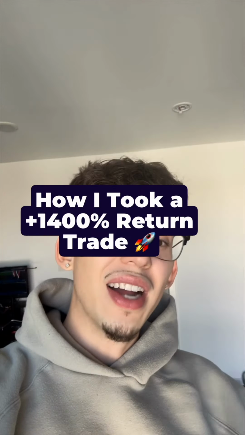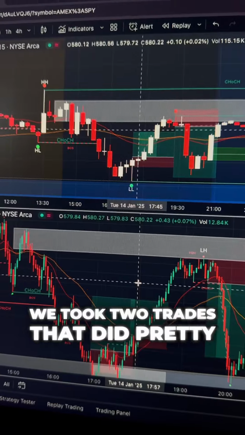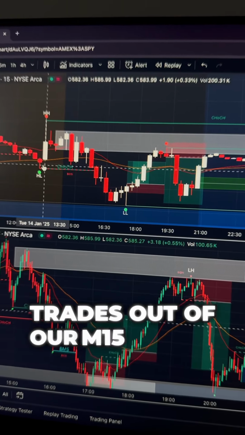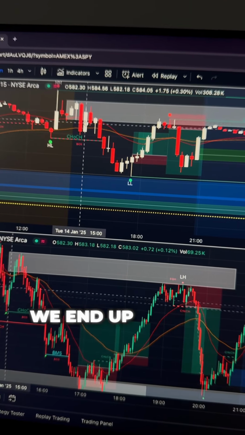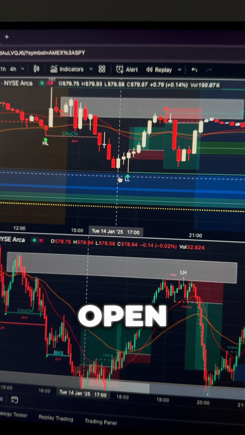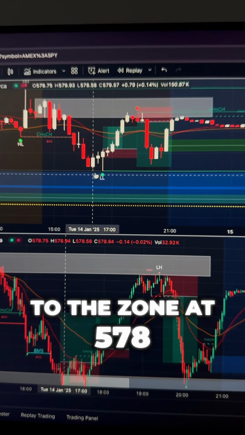Let me show you guys how I took a trade that ran to 1400% returns. We took two trades that did pretty good yesterday, and we took these trades out of our M15 supply and demand areas. You guys can see that on the M15, we end up pulling down from market open all the way down to the zone at 578, 577.